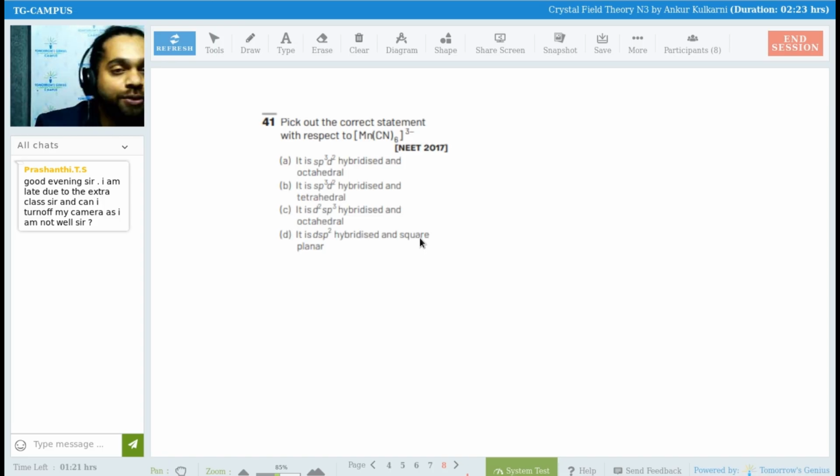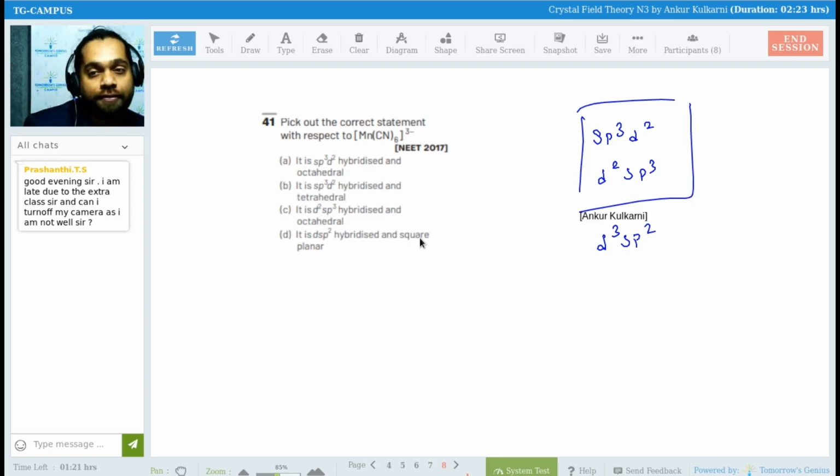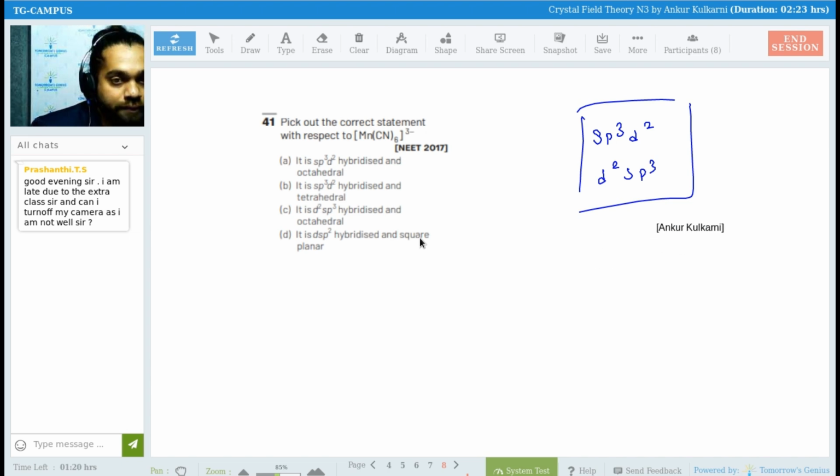See, when you have 6 ligands, there are only two options. Either one is sp3d2, and the other is d2sp3. You will never have something like d3sp2. No, it is not possible. Or sp2d3, not possible. Only two options are there when you have 6 ligands. And anyhow, B and C are already eliminated. Tetrahedral and square planar are not possible with sp3d2.